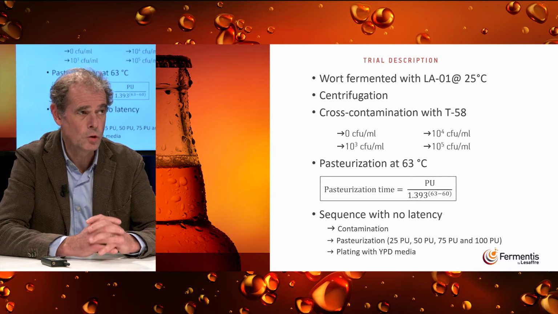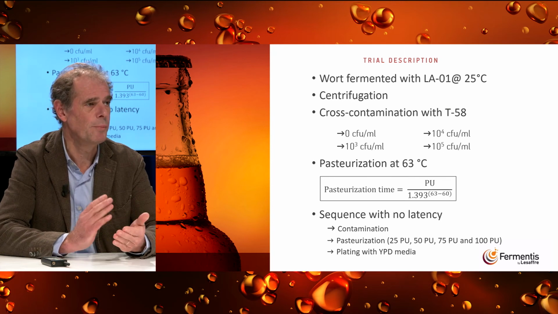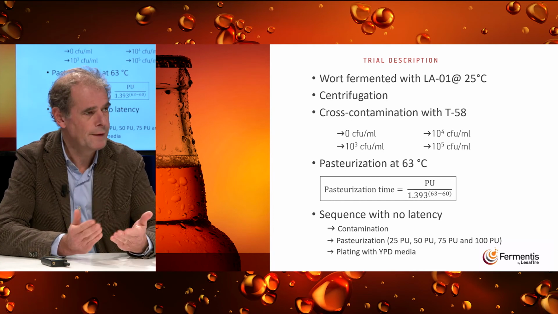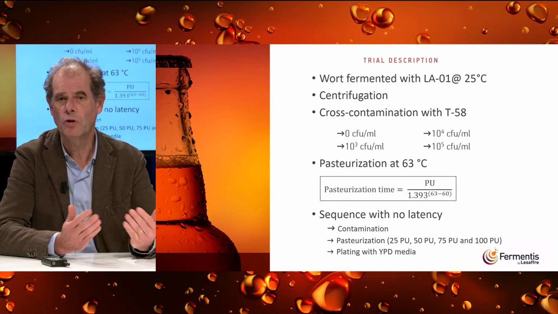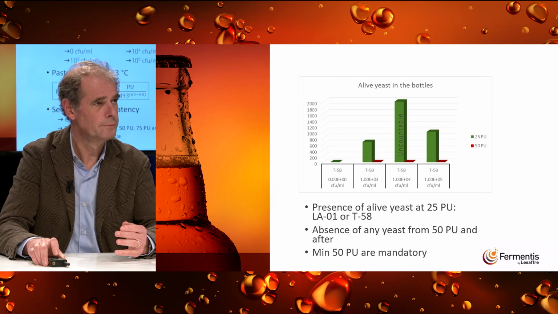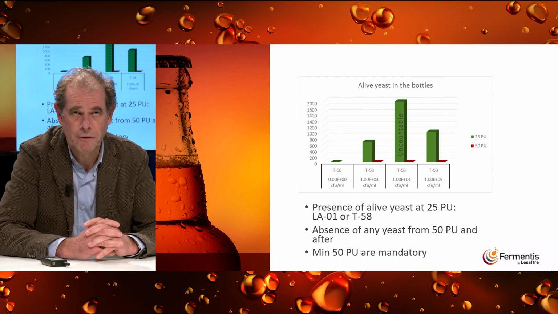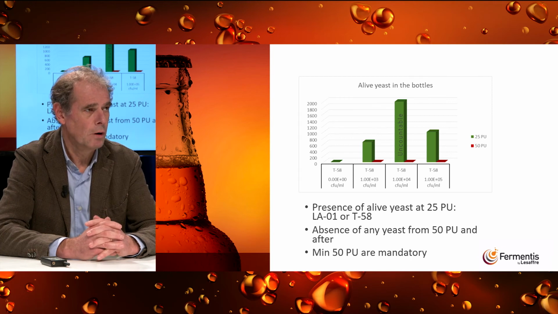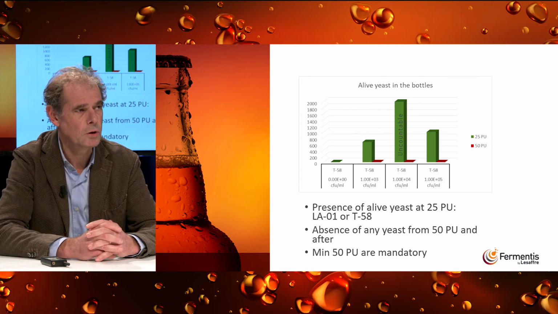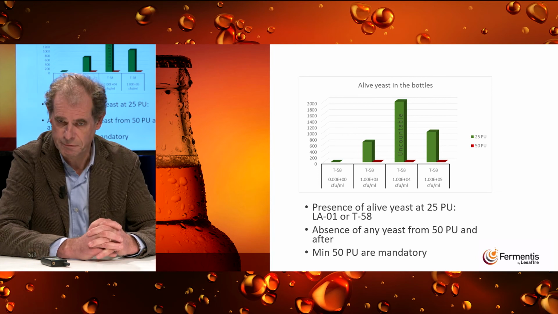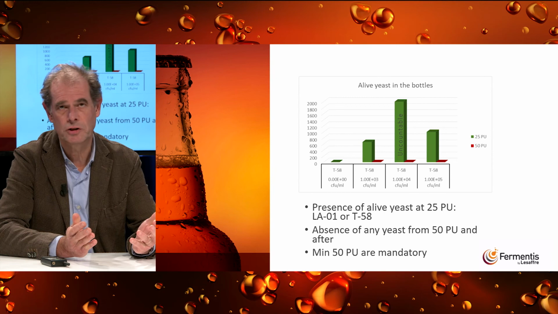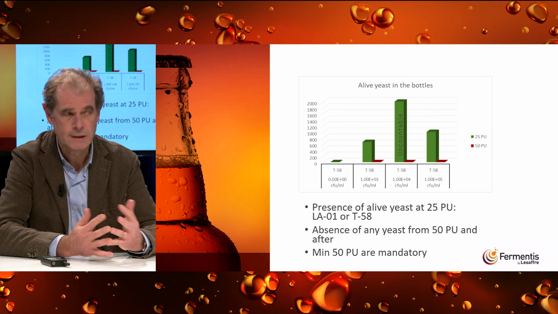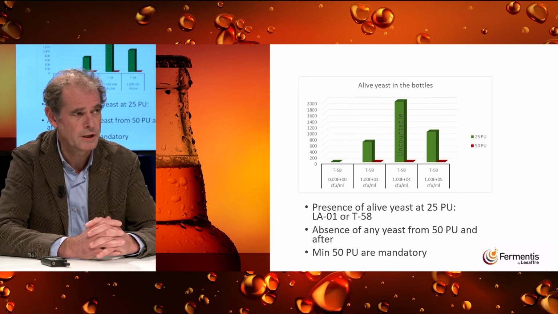We pasteurized with no latency, so immediately after the contamination, at different levels, 25, 50, 75, 100 PU, and then we plated with a media to allow all the microorganisms to grow. We see in this graph that at 25 PU, significant amounts of yeast continue to grow and are identified, so it's not enough. Because we can consider generally 25 PU for a pilsner process as a guarantee and enough, but in this product it's not enough.